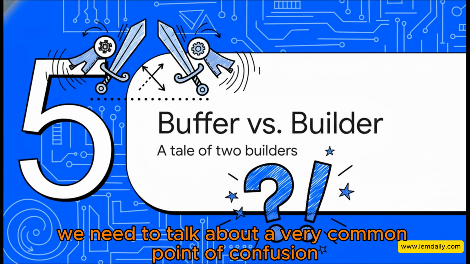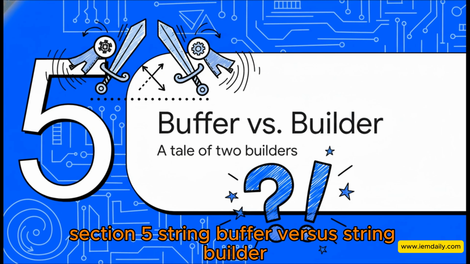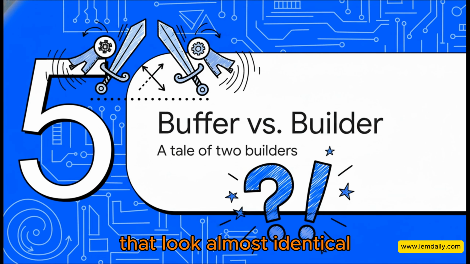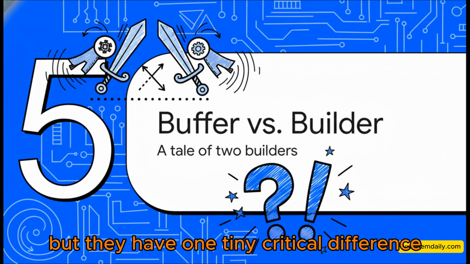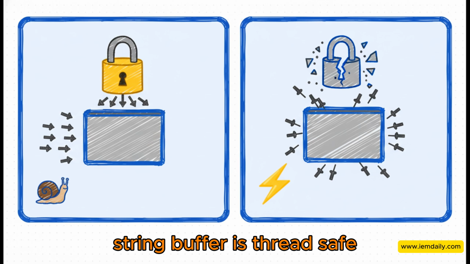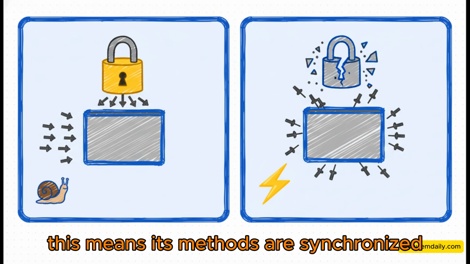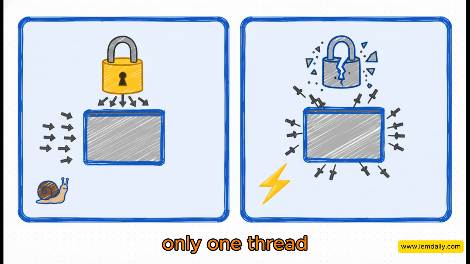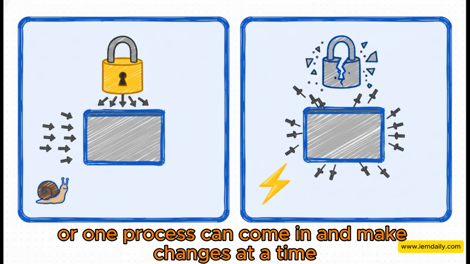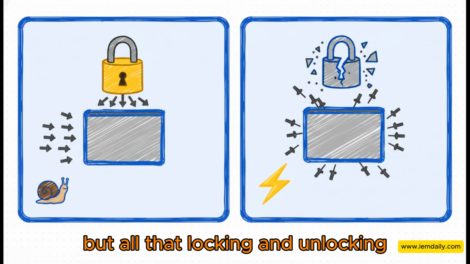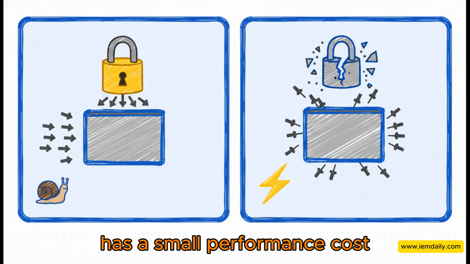Okay, now we need to talk about a very common point of confusion. Section 5, StringBuffer versus StringBuilder. This is like a tale of two builders that look almost identical, but they have one tiny critical difference. And here is that critical difference. StringBuffer is thread safe. This means its methods are synchronized. You can think of it like having a lock on a door. Only one thread or one process can come in and make changes at a time. This is great for safety, but all that locking and unlocking has a small performance cost.